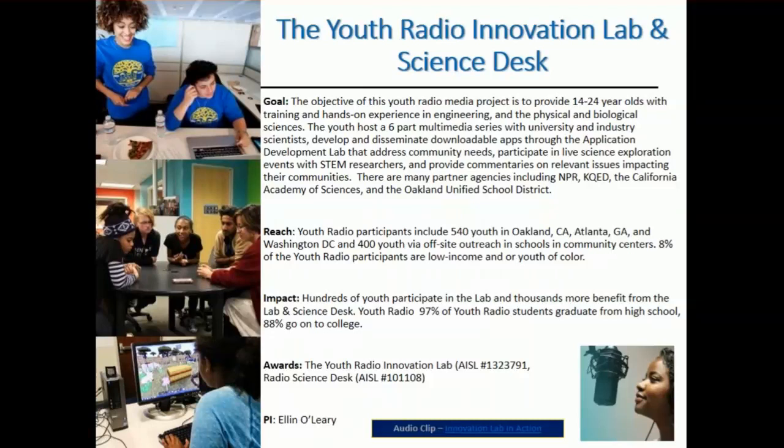They've developed apps all around different issues that are specific to their communities, and they've been hosting live events with some of the STEM researchers and industry folks they've been reaching out to. What's really fantastic about it is the diversity of the students, and this project really does a nice job of broadening participation because it has reached hundreds of youth in California and Georgia and DC.